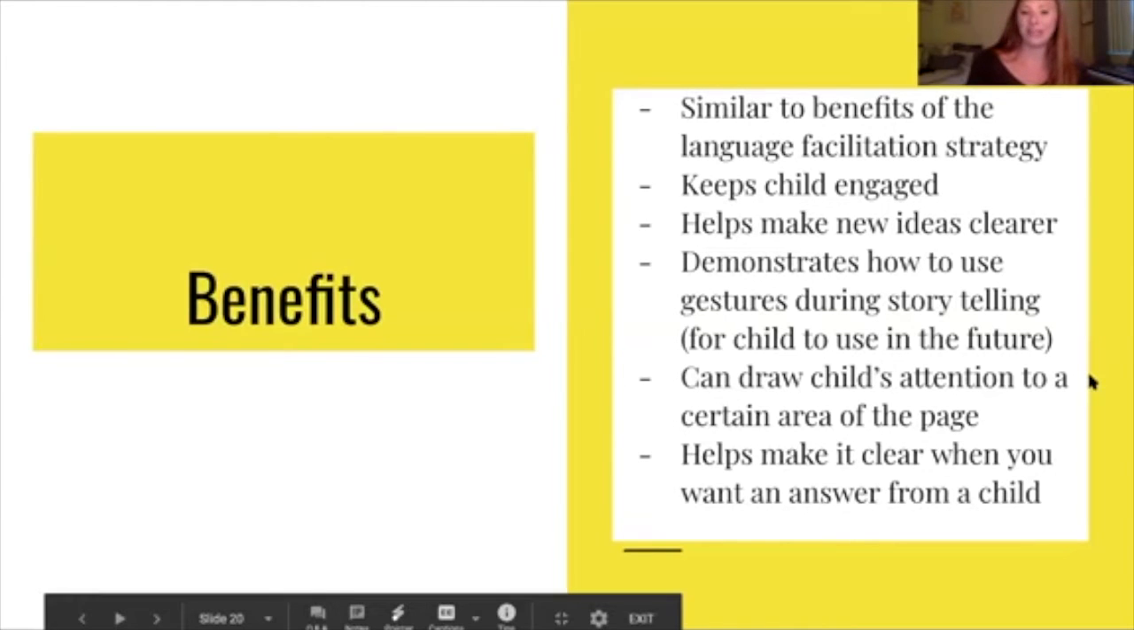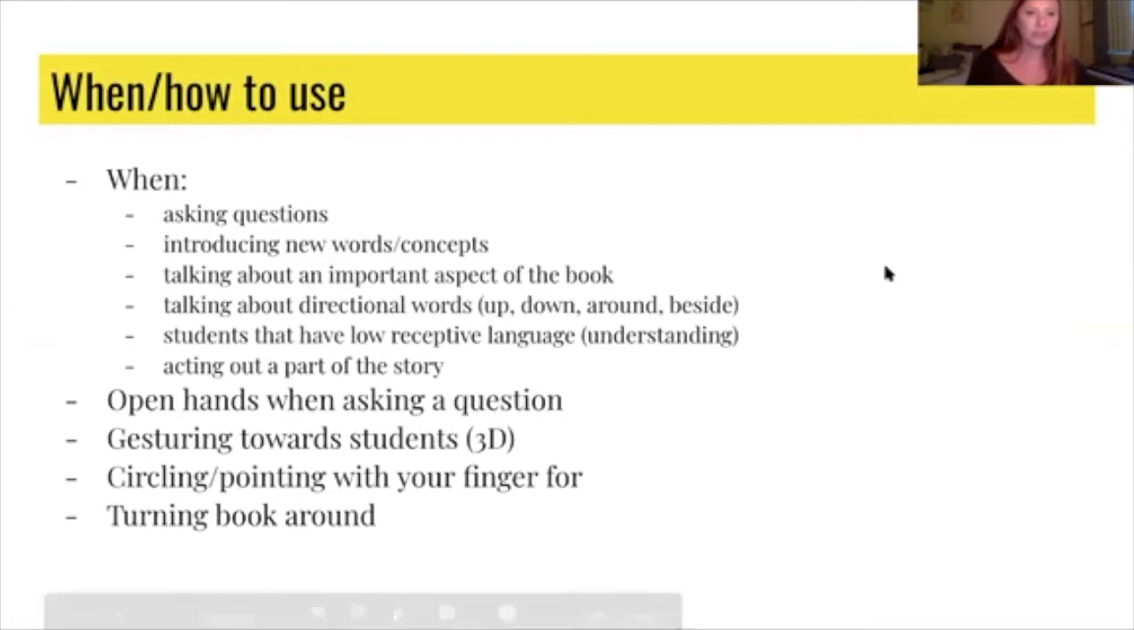And then also it makes it clear when you want an answer from a child. So you can use this when asking questions, introducing new words and concepts, talking about an important aspect of the book, directional words, and to help with understanding and acting out parts of the story. So let's walk through these a little bit. If you're asking a question, big hands always. My friends who have worked at Disney always call this character arms, right? So always just pretend like you're in a Mickey Mouse costume and you're like, where's the bathroom? It's over there, right?